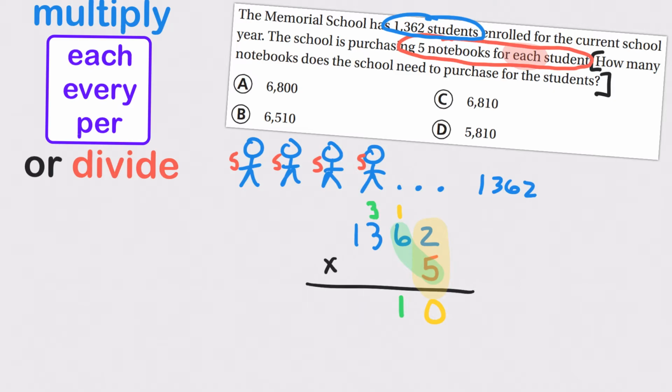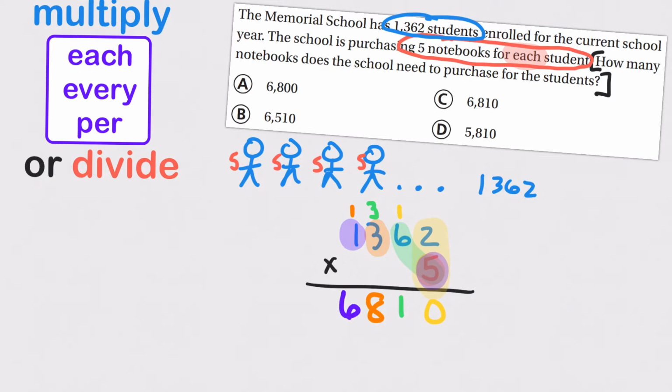Next we have 5 times 3, which is 15. But I need to add the extra 3, making 18. So the 8 goes at the bottom and I carry the 1. And finally we have 5 times 1, which is 5. But then I need to add the extra 1, making 6. So here, I just write this 6 at the bottom.